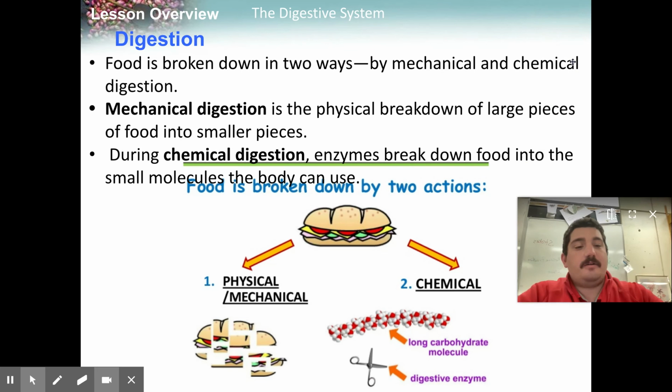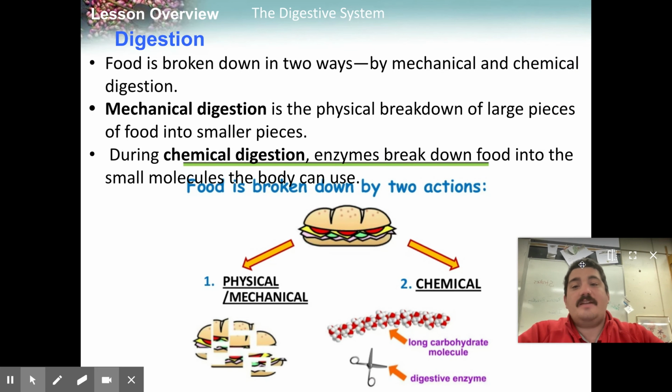Then we start the next part, which is called digestion, all right? And that's how food is broken down. And there are two ways to break down this food, either mechanical or chemical, and our body does both, okay? So mechanical digestion is the physical breakdown of large pieces of food into smaller pieces. And we think about it, right? We start eating, what's the first thing you start doing?